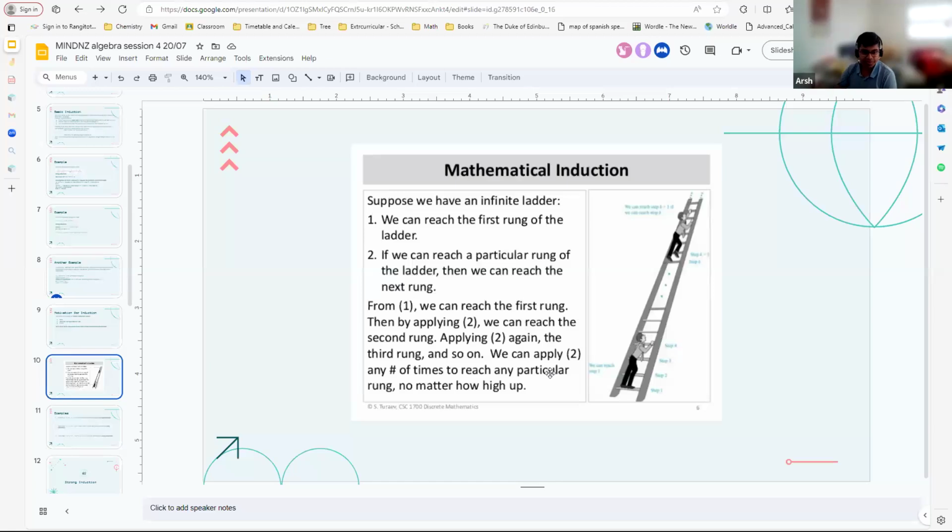So yeah, that's basically what we're doing. We can assume induction to be a type of ladder. When we reach the first rung of the ladder, you can always reach the second rung, and then after that, you can also always reach the one above. Therefore, applying the same method again and again, you can reach up as high as you want on that ladder, which would be the positive integers in this case.